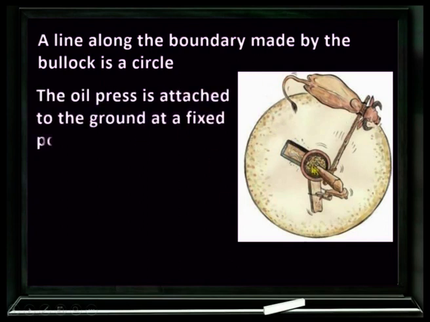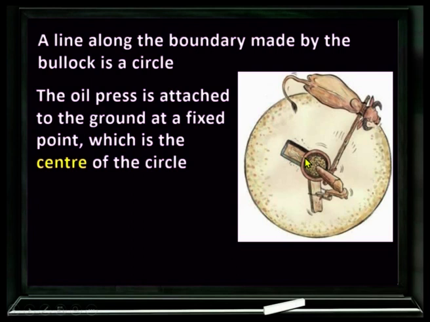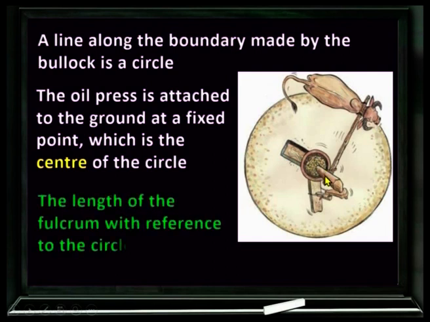The oil press is attached to the ground at a fixed point, which is the center of the circle. The length of the fulcrum with reference to the circle is the radius of the circle. So, in this Ganuga, the line along the boundary made by the bullock is a circle, the oil press is called the center, and the fulcrum is the radius.